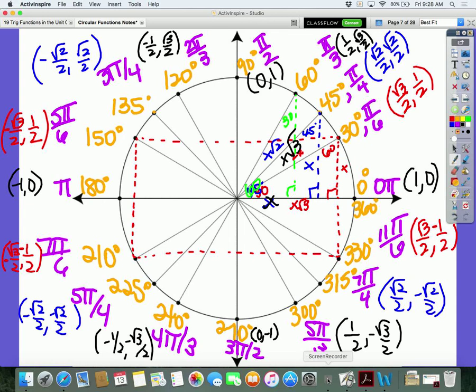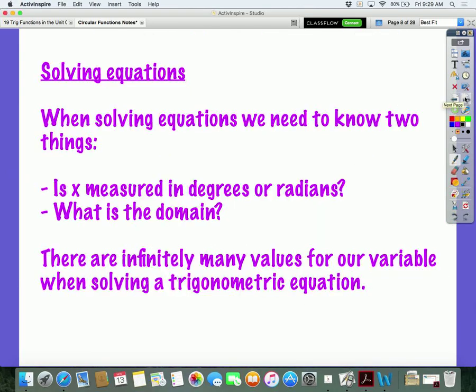All right. So we're going to use the unit circle to solve some equations. When you solve equations, you need to know two things. Is x measured in degrees or radians? Because whichever way it's measured, you need to answer as such. So if it's degrees, all your answers should be in degrees. If it's radians, all your answers should be in radians.